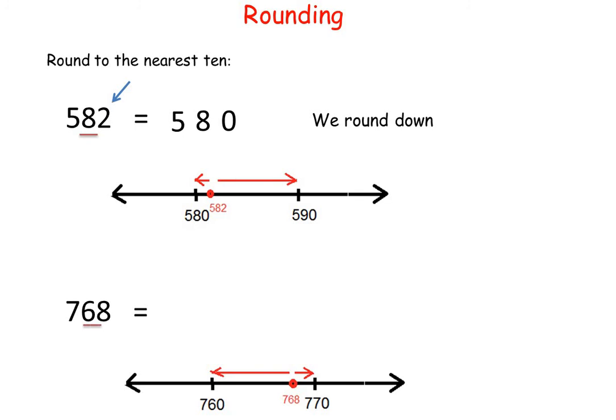Now underline the number that we need to round. Then look at the neighbor, the next number. Is this number going to help me round up to 770, or is it going to help me round down? Exactly, it's going to help me round up. So you have to write 700. There is no change on 700.